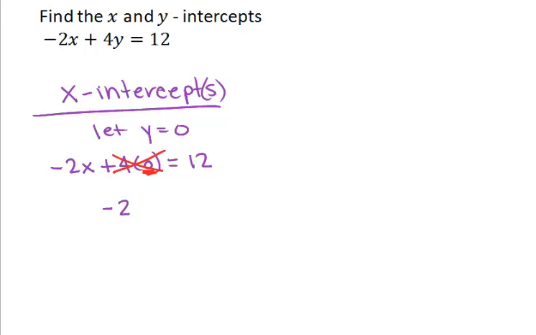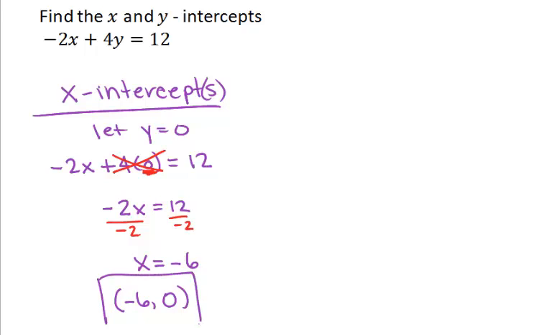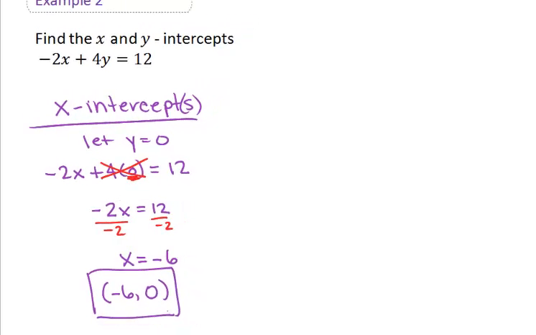So it gives me negative 2x is equal to 12. To get x completely isolated, I divide by negative 2. That gives me x is equal to negative 6. Don't forget to put your answer in ordered pair form. So my x-intercept is negative 6 for my x value and 0 for my y value. This problem only required 1 x-intercept.